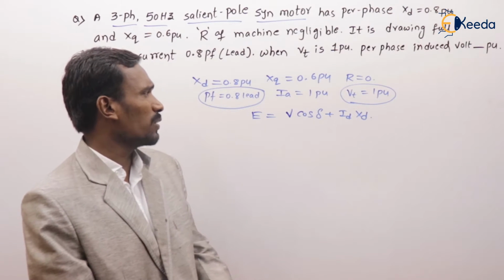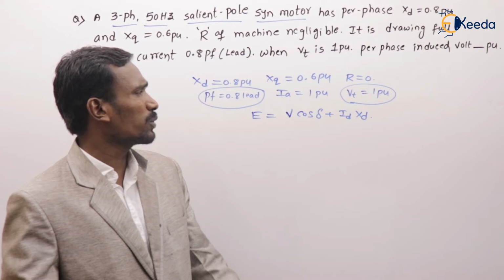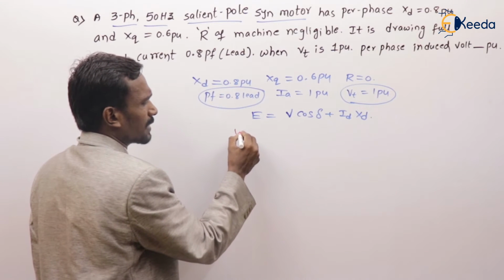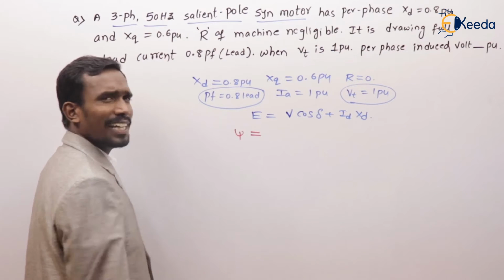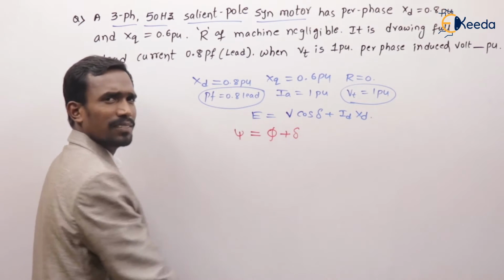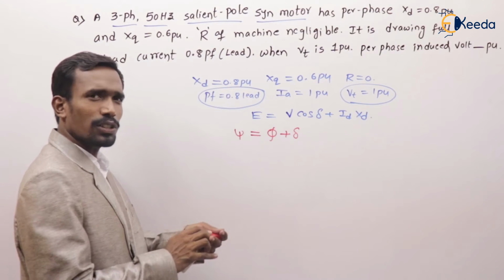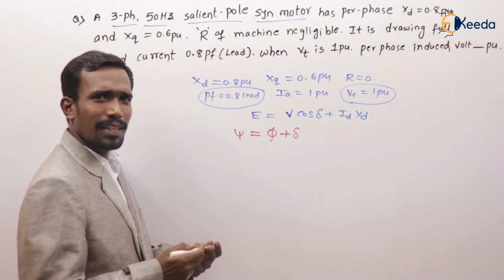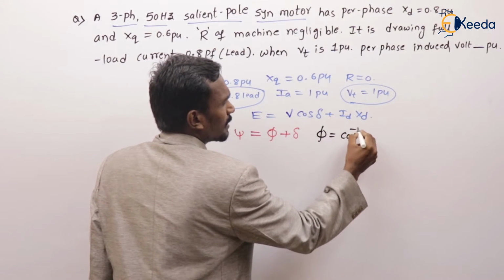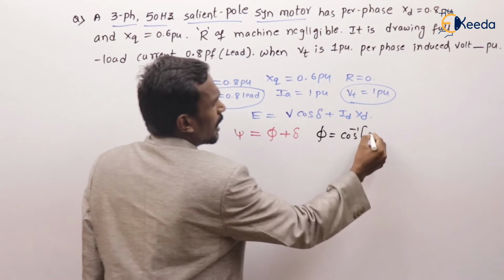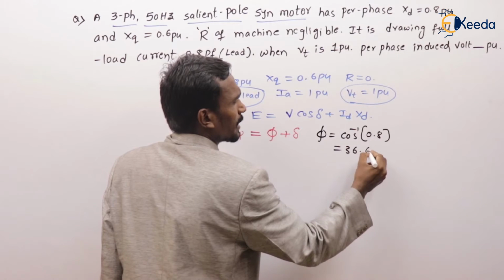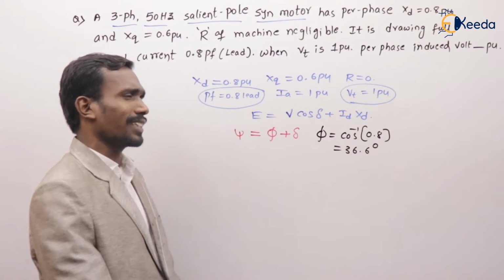Now we have to find out delta. Actually, for a synchronous motor, psi is equal to phi plus delta. Phi is equal to cos inverse of 0.8, nothing but 36.86 degrees.